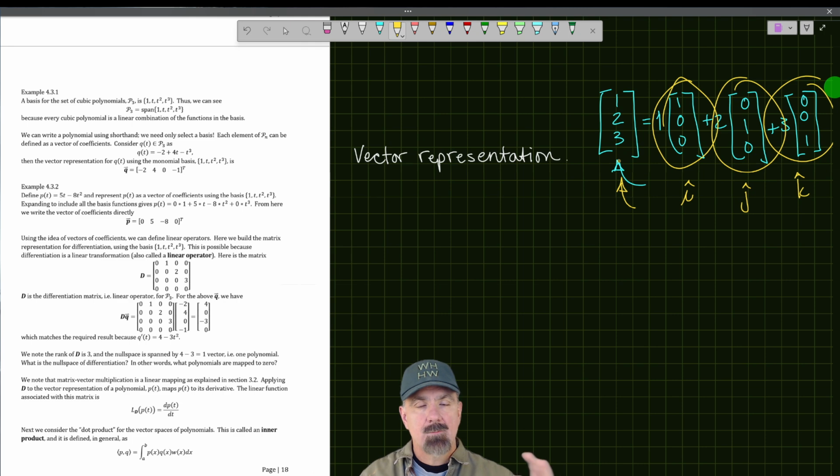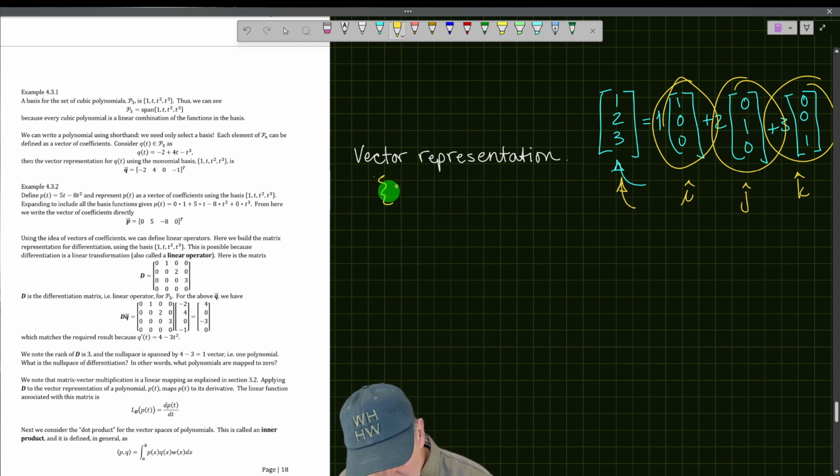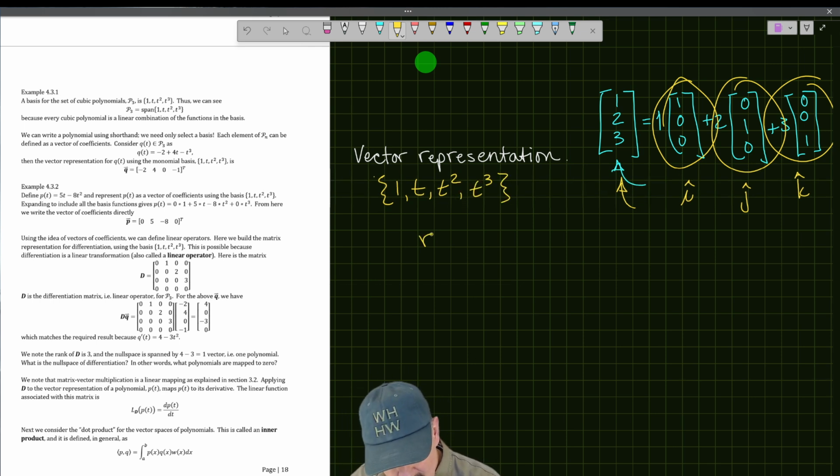So while we're accustomed to always using the standard basis vectors, that's not always the set of basis vectors that we want to be using. What I want to do is just emphasize this point here with the example. We have the basis 1, t, t squared, t cubed, and I'll do a different polynomial than the one that's in the book.